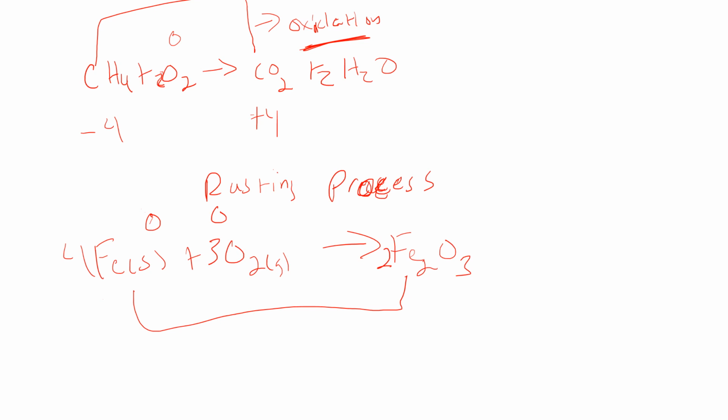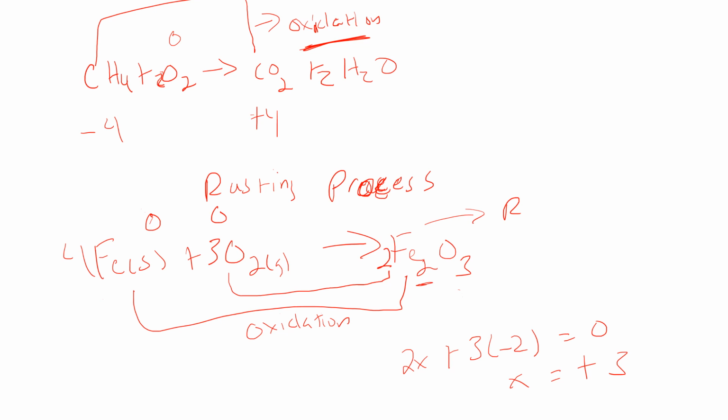Now we can figure out this overall state by putting the 2 here. We can say 2x plus 3 times negative 2 is equal to 0. X should be equal to plus 3. So it's going 0 to plus 3. This process is oxidation. This process is going to be reduction, gain of electrons. Oxidation is loss, reduction is gain. We can remember this by using OIL RIG. Oxidation is loss, reduction is gain.